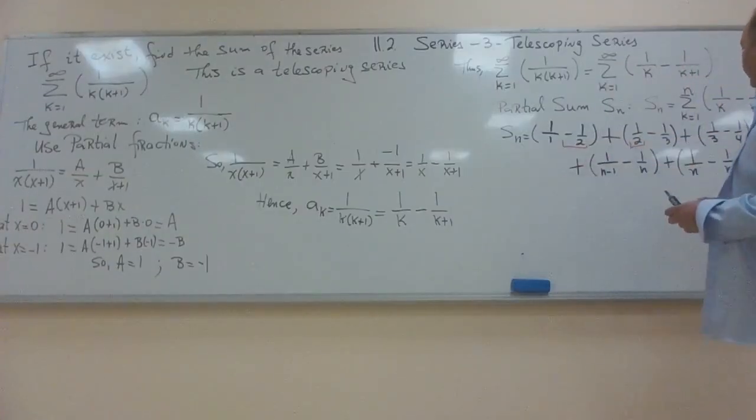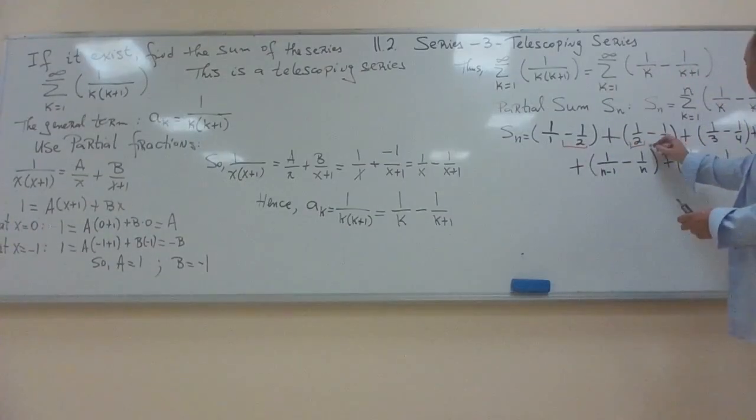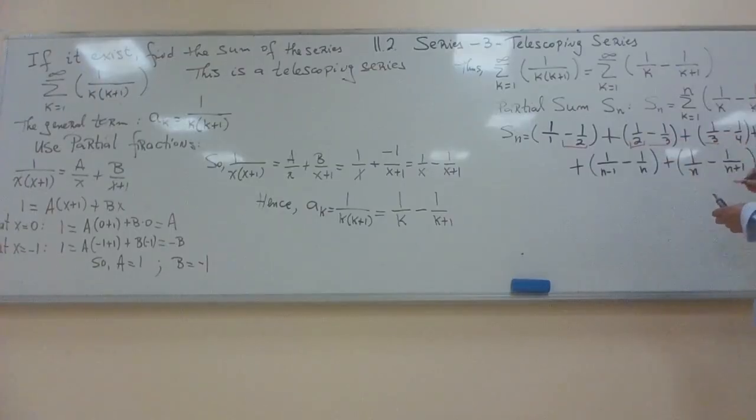So these two will cancel. Negative 1 over 3, 1 over 3. These two will cancel. Negative 1 over 4, positive 1 over 4. They will cancel. Negative 1 over 5 and positive 1 over 5, they will cancel. So you see, a lot of these terms will cancel.